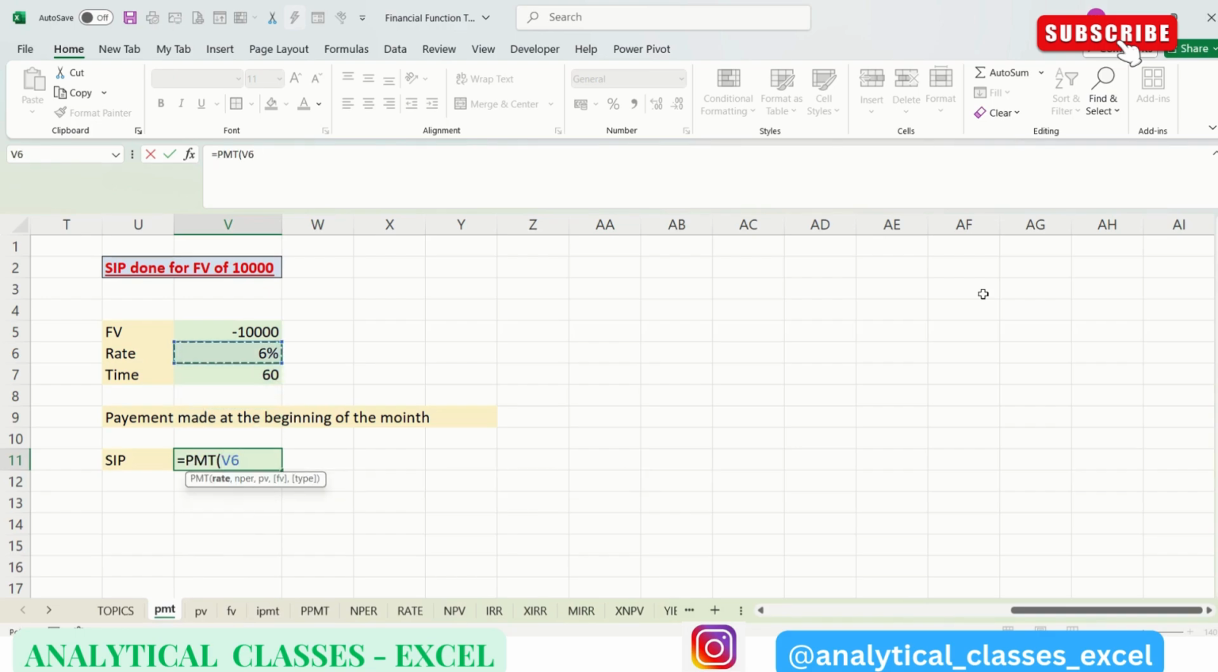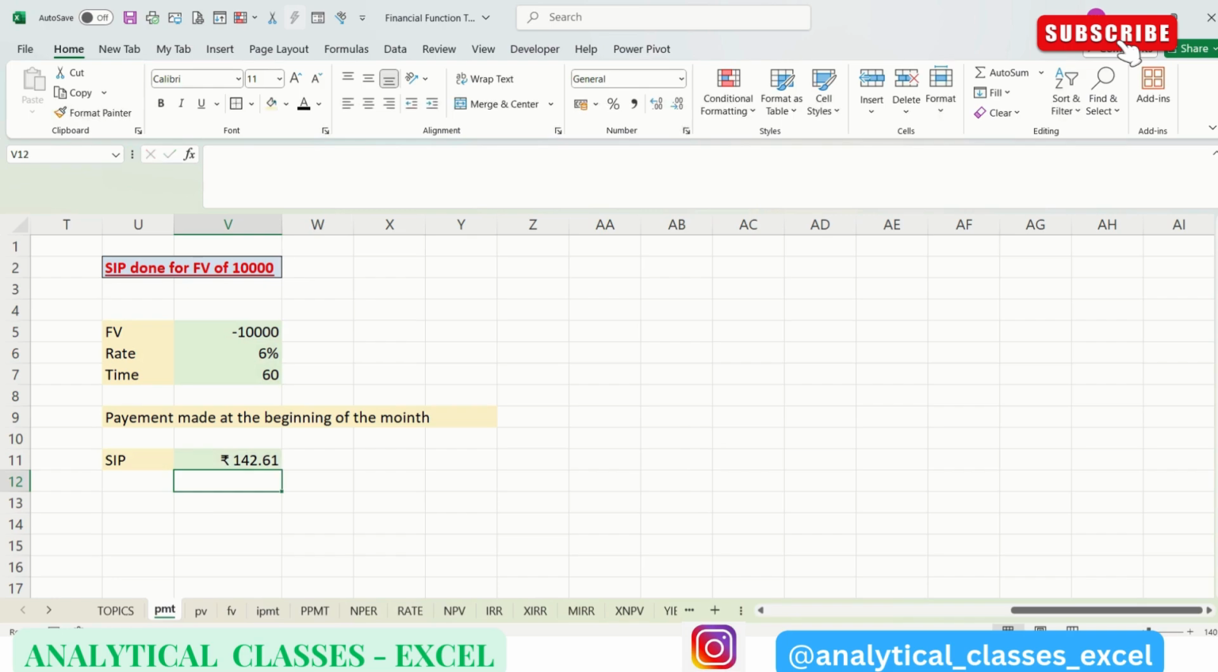So coming to rate, which will be divided by 12, then the nper, which is in months. Then in this case, this is not PV because this is not a loan, and the future value which we want to get is this. Then coming to the type, 0 is for the end of the period and 1 is for the beginning of the period. So in this case, we are paying at the beginning of the period. So 1. Pressing enter will give us 142.61. So if we pay this amount, 142.61 at the beginning of every month for the next 60 months or 5 years at the rate of 6%, then we will get an amount of 10,000.